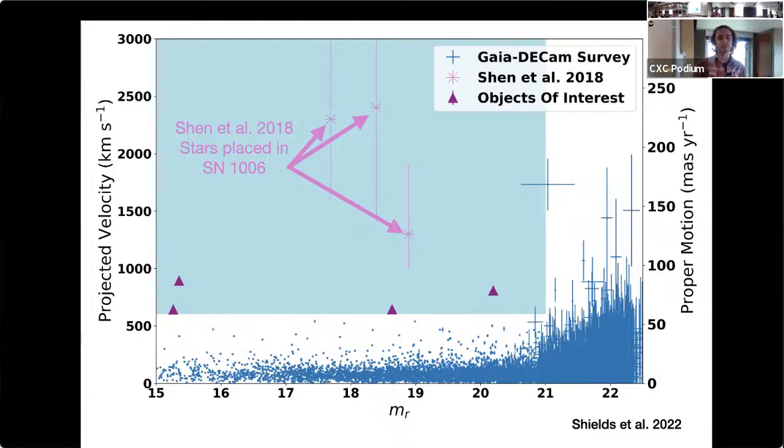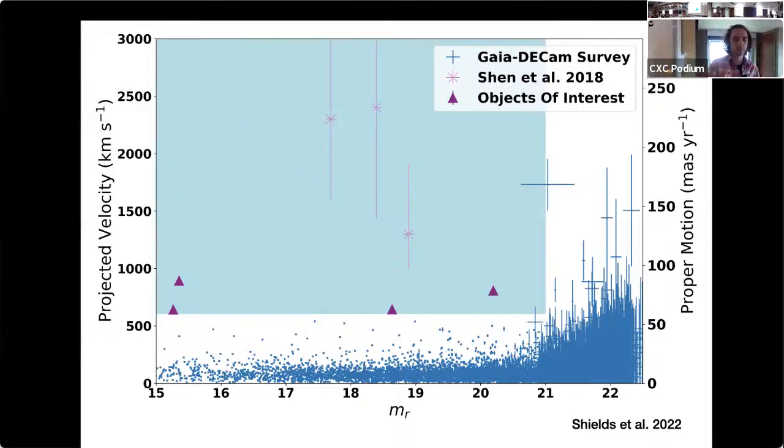One more note that I forgot to mention. In order to get from proper motion to projected velocity for the purposes of this plot, we assumed that all of these stars lie at the distance of the remnant, so we don't have to trust parallaxes in case they might be wrong, especially if it could be a problem for the fainter end of the distribution.